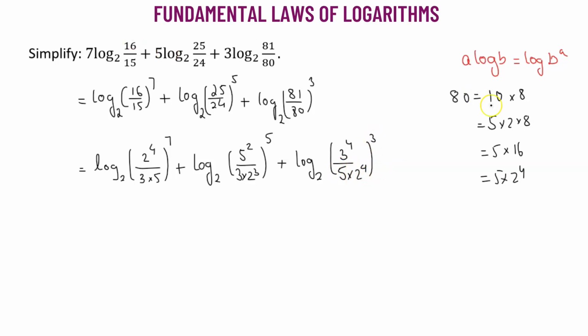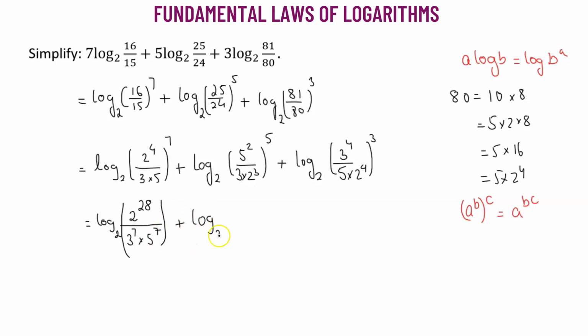Now we will use the law of indices. That means if we have a raised to the power of b whole raised to the power of c, this will become a raised to the power of b times c. The exponents simply get multiplied. This will give us log base 2. So we have 2 raised to the power of 4 times 7, so that will be 28, divided by 3 raised to the power of 7 times 5 raised to the power of 7 plus log base 2.